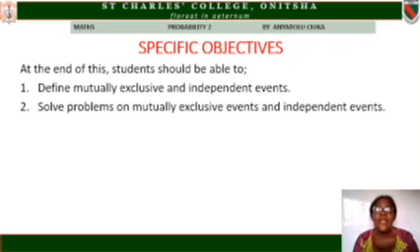Then here is my specific objective. At the end of this, students should be able to: 1. Define mutually exclusive and independent events. 2. Solve problems on mutually exclusive events and independent events.